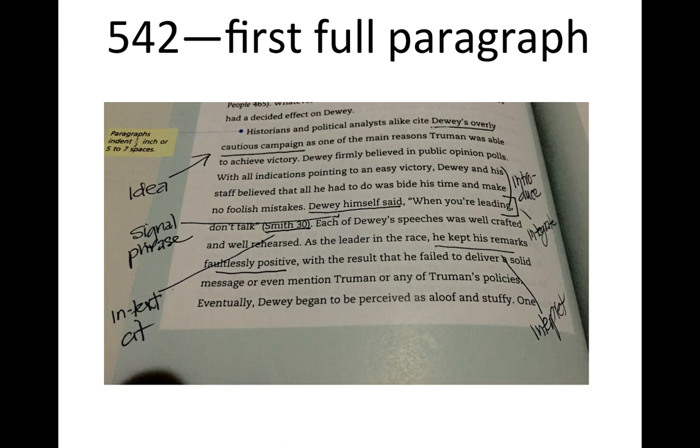Then I want you to look at this next sentence because this is where the writer introduces the information from the source. The introduction says this: with all indications pointing to an easy victory, Dewey and his staff believed that all he had to do was bide his time and make no foolish mistakes. So we're getting some information about this source, Smith, before we actually get the quote. So we've got that kind of contextual information, and then you've got the signal phrase, Dewey himself said, and then you notice there's a verb and then a comma, and then the quotation marks because this is a direct quote.